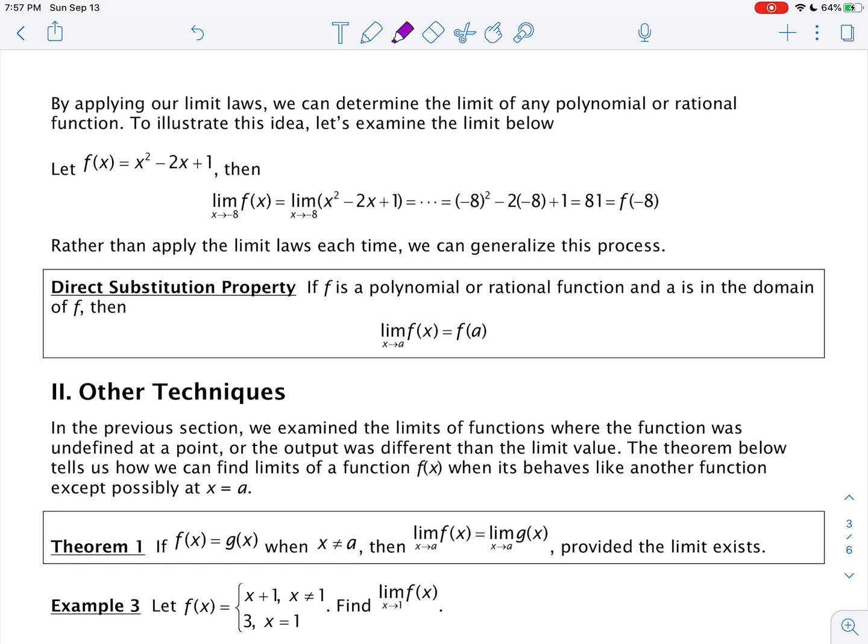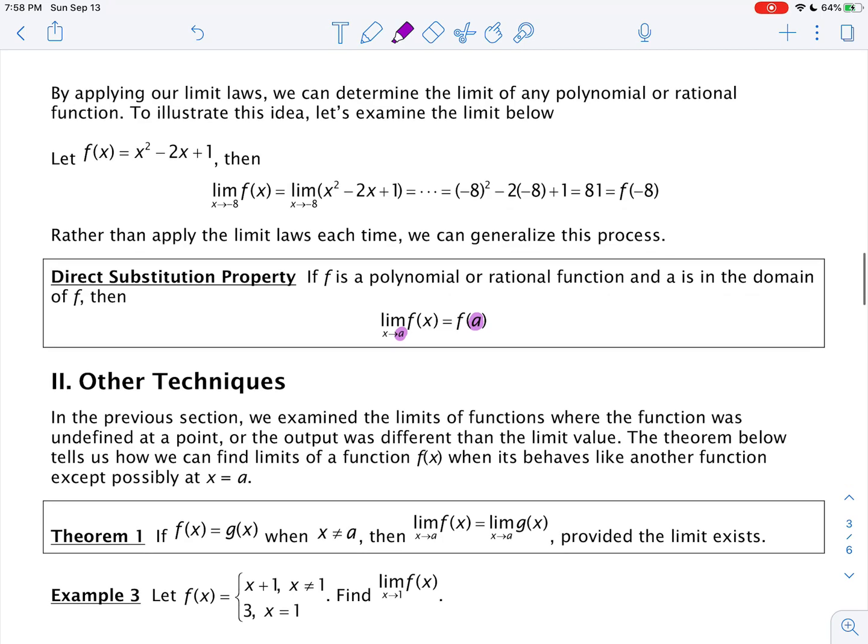Because polynomials are smooth, rounded curves, which we will verify later on in another section, the limit as x approaches a of a polynomial is going to equal the polynomial at that value of a. So it will equal f of a, as what we just did. So that is your first approach in calculating limits, is to go ahead and plug in the number that you have into the expression that you have.